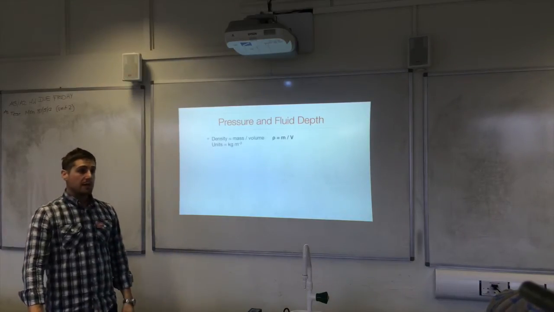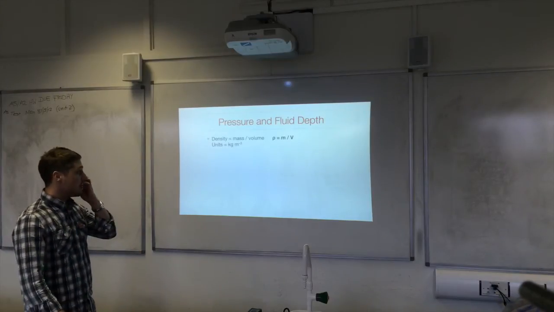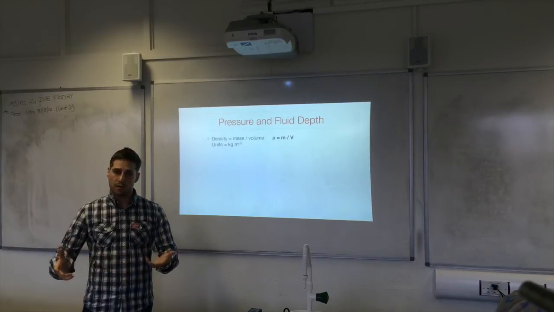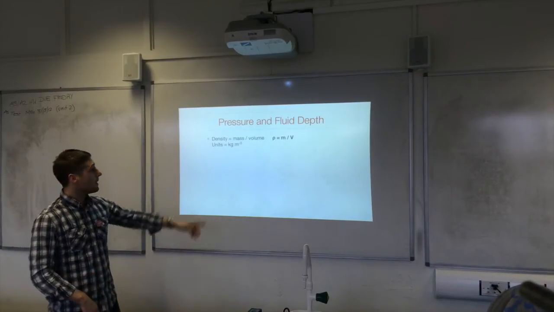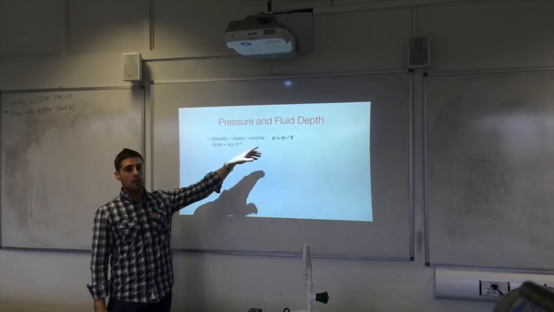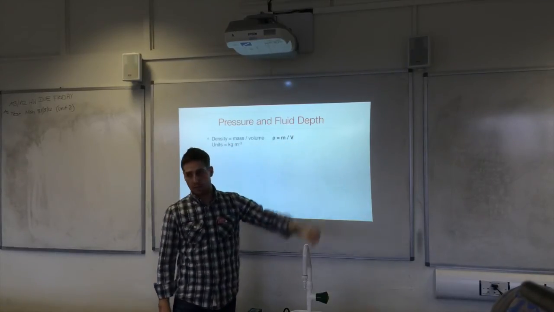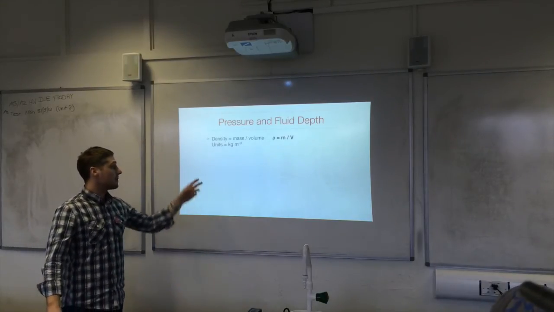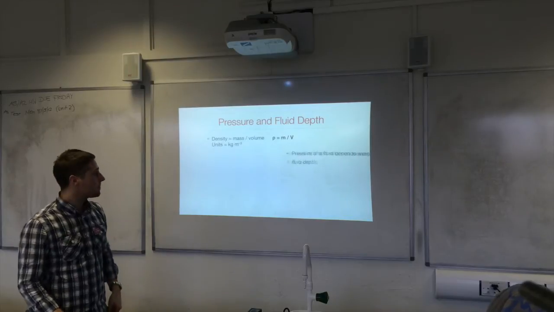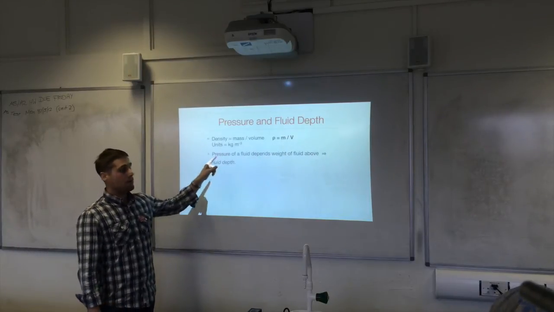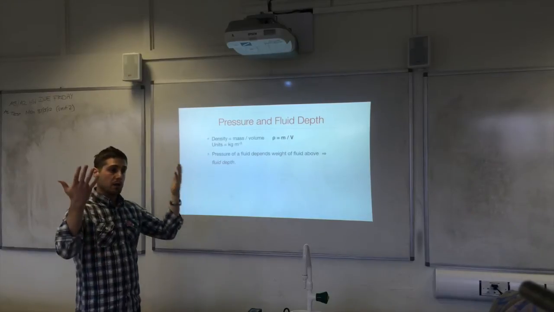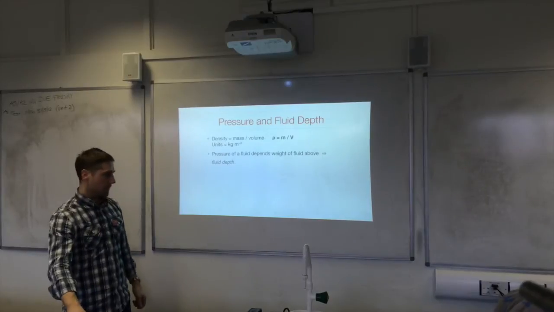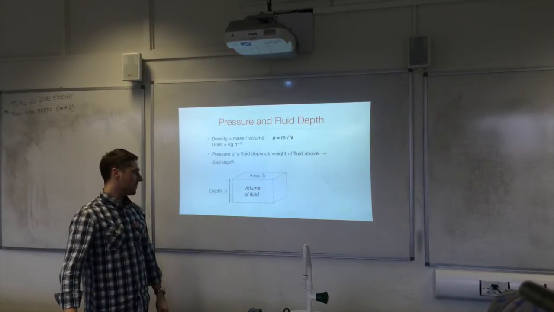Pressure is related to fluid depth. Density, we'll need to cover that in order to understand how you arrive at the equation that relates pressure and depth. Density is mass divided by volume. We use the symbol rho to stand for density, so rho equals m divided by V. The units are kilograms per cubic metre. Now the pressure of a fluid depends on the weight of the fluid that's above the point that you're measuring. So that's why it's related to the fluid depth.